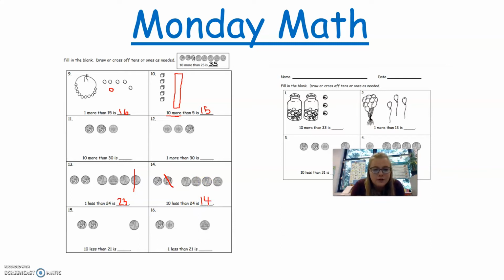And for this you're just going to keep on going. I want you to finish the rest. Remember, if it's more, you're going to add to the drawing. If it wants to know less, you're crossing something out. Okay, and then just count what you have left.